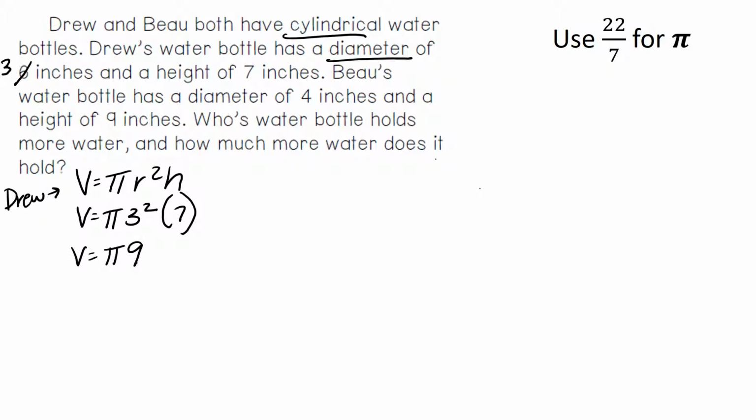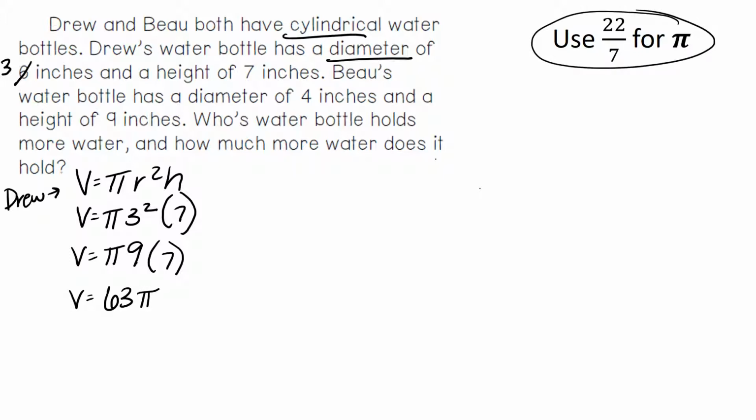We solved the 3 squared to get 9. 9 times 7 is going to give us 63. The directions specifically say to use 22 over 7. So 63 times 22 over 7 is going to give us 198. So that's Drew's water bottle.